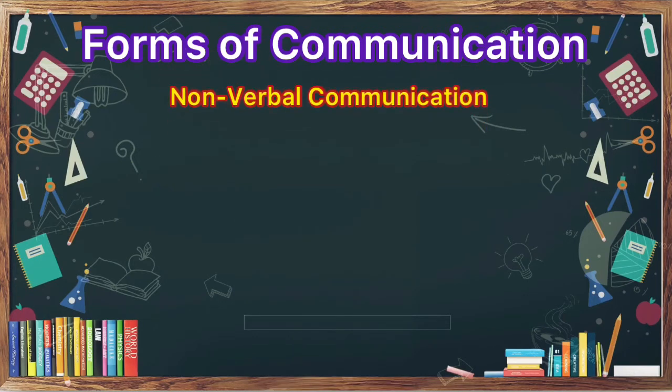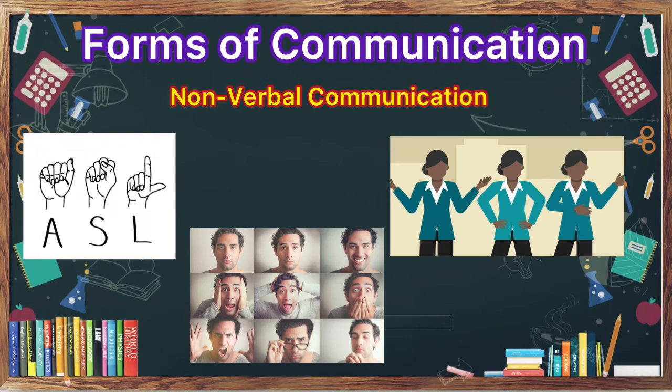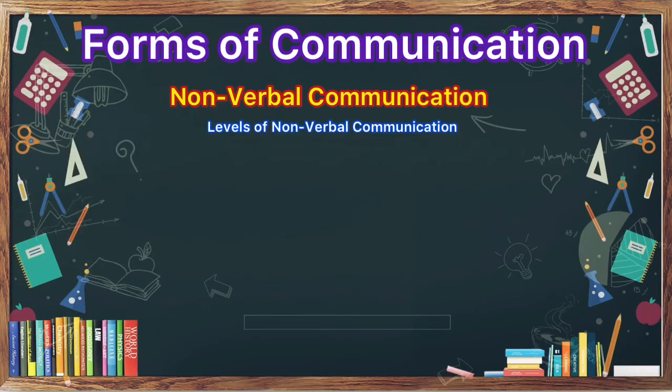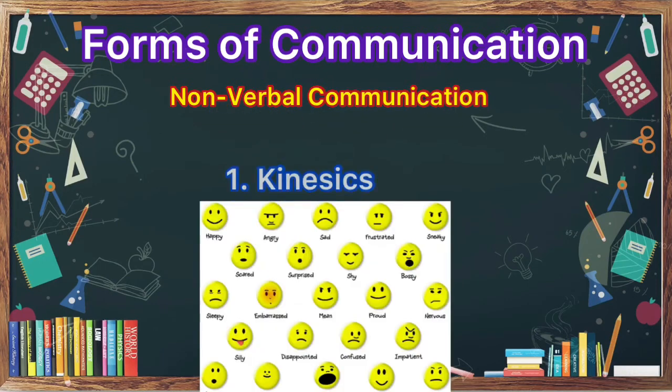The second form of communication is the nonverbal communication. Nonverbal communication makes use of non-linguistic symbols such as sign language, facial expressions, and body language. We also have different levels of nonverbal communication. First is kinesics. Kinesics is the study of body language or gestures, facial expressions, and actions. The human face is extremely expressive, able to convey countless emotions without saying a word. And unlike some forms of nonverbal communication, facial expressions are universal. The facial expressions for happiness, sadness, anger, surprise, fear, and disgust are the same across cultures.